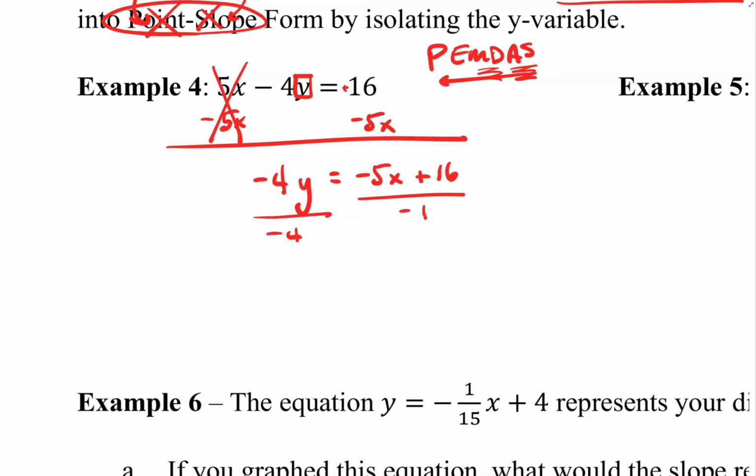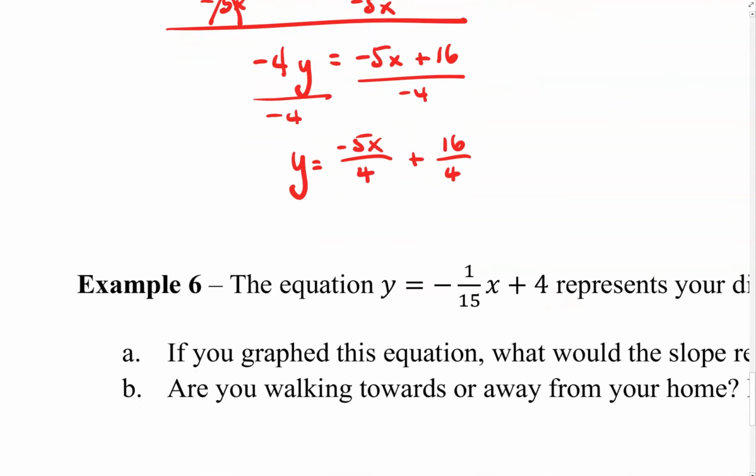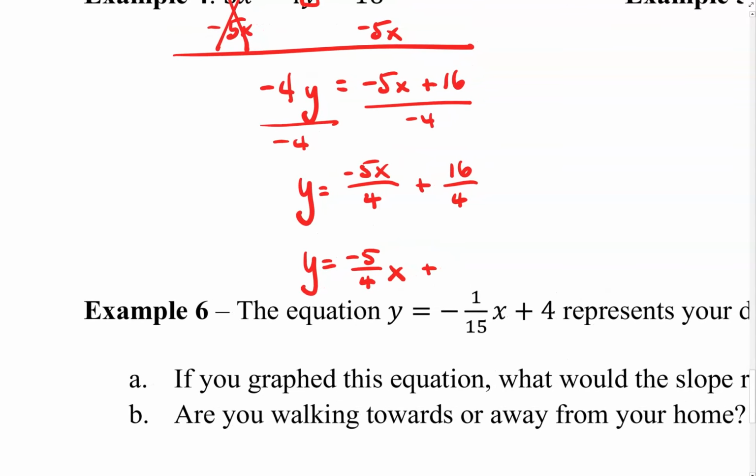Now it's important to note that everything on the right side gets divided by -4. So that's a lot like taking the -5x and dividing it by 4. And also taking the 16 and dividing it by 4. When we report this final answer, since we prefer to have slope written as a ratio or fraction, we'll often write this as -5/4 times x. That's perfectly fine. And then the math here works out nicely. 16 divided by 4 is indeed 4.